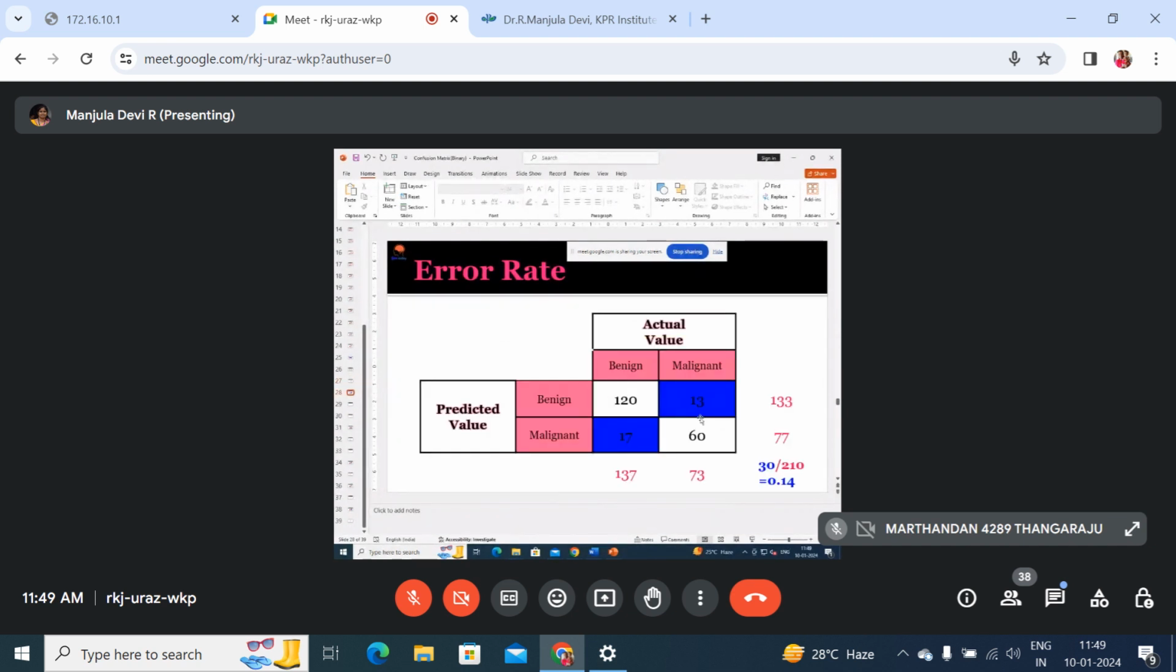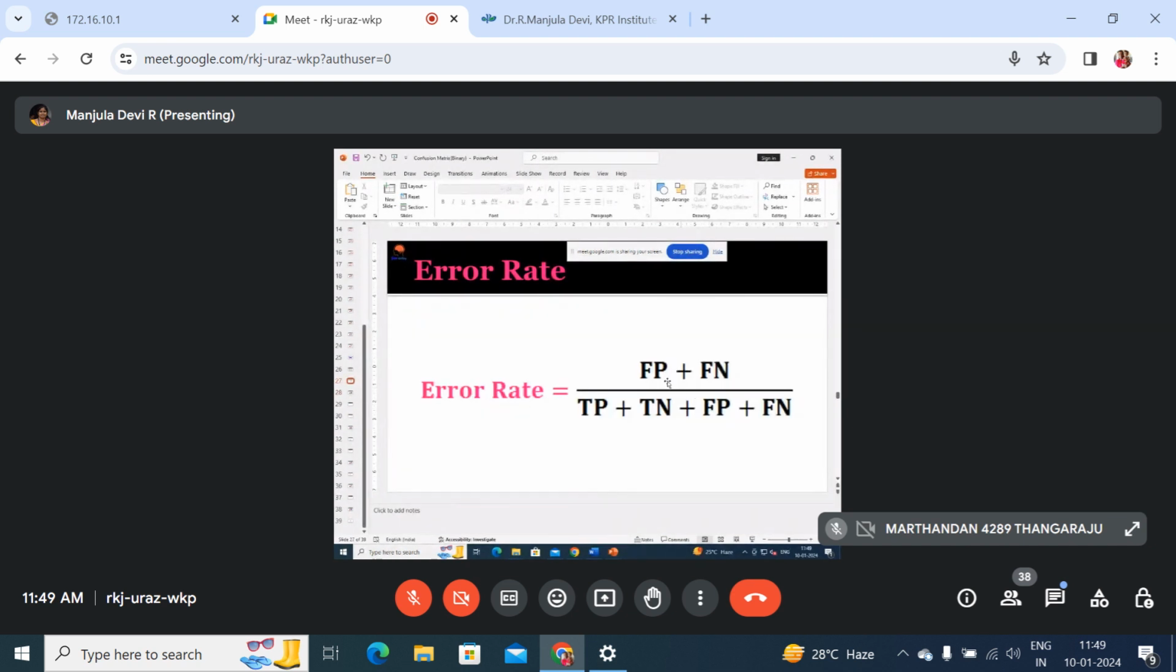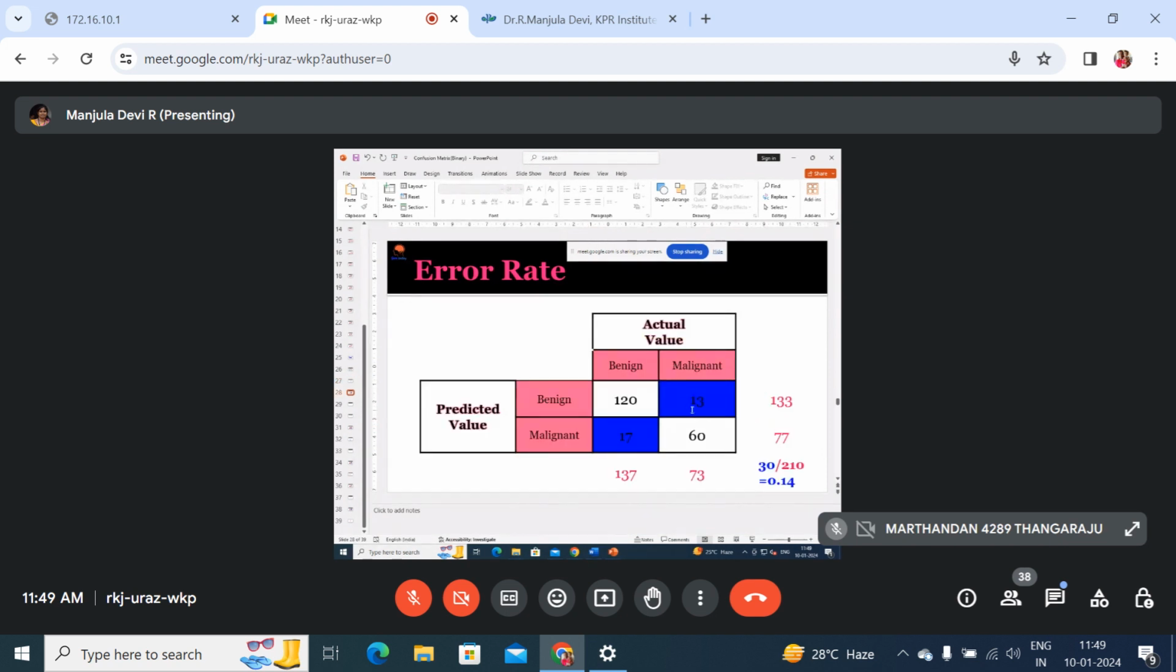So this is the error rate. That means the false positives and false negatives divided by the total number of samples. Malignant wrongly classified as 13 and this is 17. So 13 plus 17 is 30. 30 divided by 210 is about 0.14. That means 14 percent error. Here 13 and here 17, totally 30 samples are misclassified.